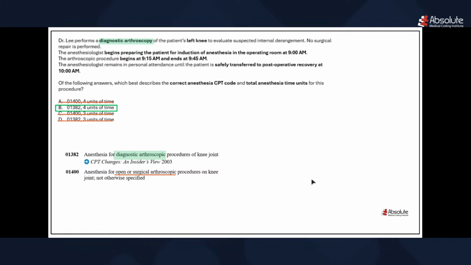Now, do you know how to calculate the anesthesia unit? Let me know in the chat. Okay, so we learned something here. In this scenario, we learned how to calculate the anesthesia units. Great. Let me know in the chat, and our team is here to assist you. Okay, so let's move on to the next one.